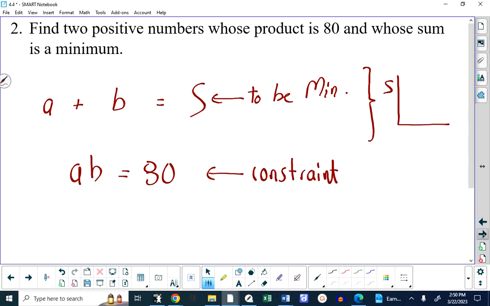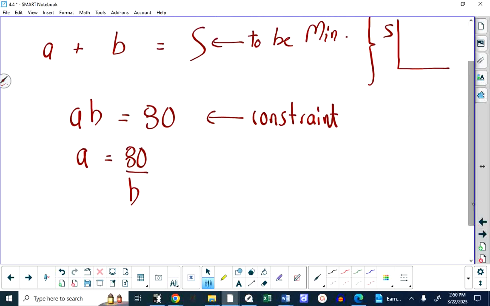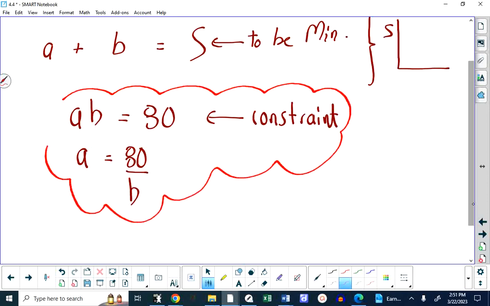So what we're thinking here for this function is s as a function of either a or b, and we need to get rid of a or b. Well, we use the equation of constraint. I'm going to get rid of a. It really, really doesn't matter. A is 80 over b. This means I just want to organize my workspace a little bit here.